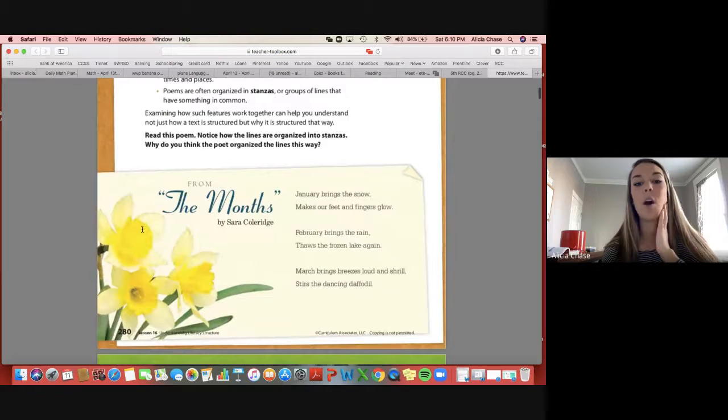The poem is called The Months. It's just a part of this poem. That's why it says from The Months, okay? And it reads: January brings the snow, makes our feet and fingers glow. February brings the rain, thaws the frozen lakes again. March brings breezes loud and shrill, stirs the dancing daffodil.